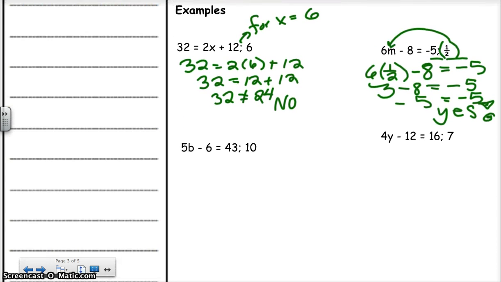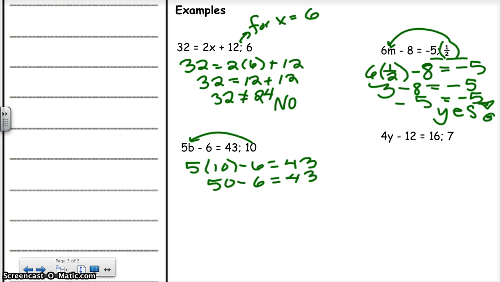5b minus 6, does that equal 43? 4b equaling 10. Let's figure it out. Does 5 times 10 minus 6 equal 43? 50 minus 6, does that equal 43? 44 does not equal 43. No, it is not a solution.